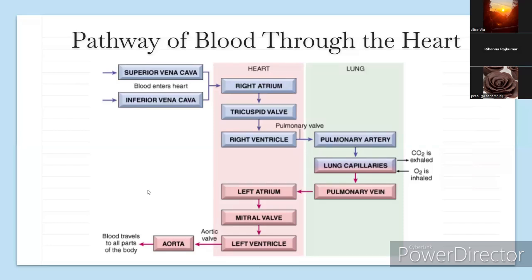As you can see in this diagram, the blood first enters the heart through the superior vena cava and the inferior vena cava, and this is going to enter the right atrium, and the blood is going to travel from the right atrium to the right ventricle through the tricuspid valve.